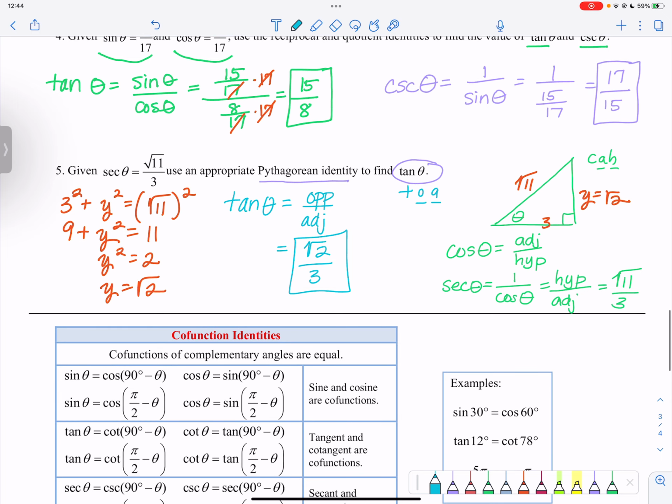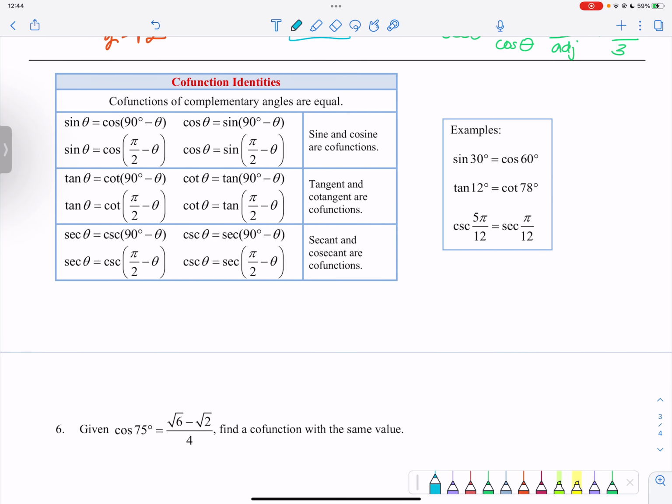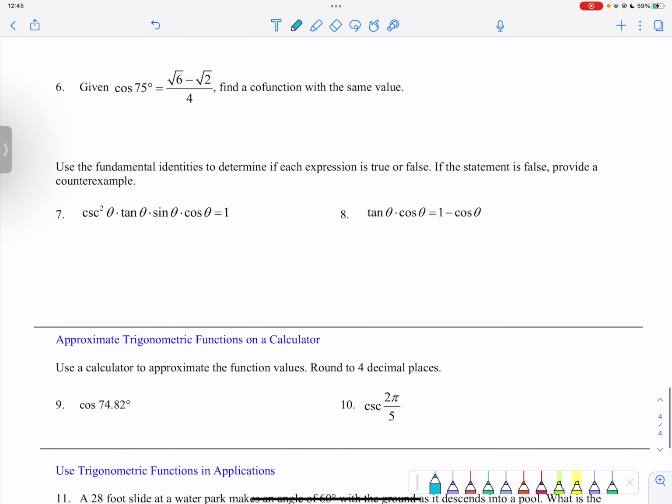Okay, now we're going to get to some cofunctions, cofunction identities, and these can be quite interesting. You can take some time to read through these. The sine and the cosine are what we call cofunctions. So the cofunctions of complementary angles are equal. So it's really interesting that the sine of 30 is equal to the cosine of 60 degrees. So how about this? The tangent of 12 degrees is equal to the cotangent of 78 degrees. Likewise, the cosecant of 5 pi over 12 is equal to the secant of pi over 12. So we will be using some of these cofunctions, and they're really, really interesting. So maybe you could pause the video and take a look at that, and then we can resume with number 6.